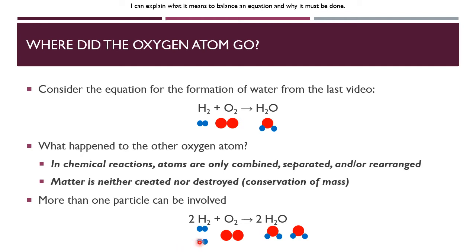More specifically, all these atoms got separated. The hydrogens are no longer bonded to each other, and the oxygens are no longer bonded to each other, and then they recombined, where each of the individual hydrogens is now bonded to one of the oxygens. This is an example, as this equation is written here, of what we call a balanced equation. Balanced means we have the same number of atoms of all elements on both sides. I have 4 hydrogen atoms on the left, 4 on the right, and 2 oxygen atoms on the left and 2 on the right. This is a balanced equation.